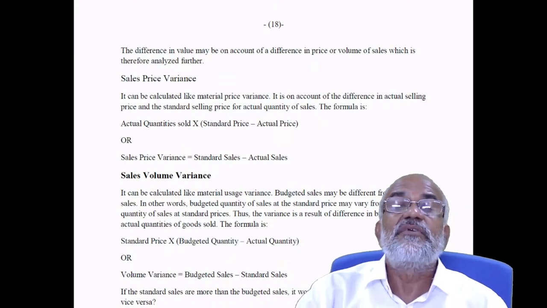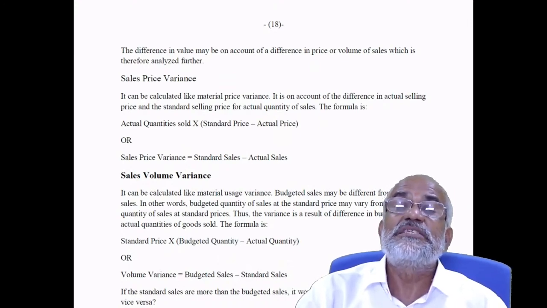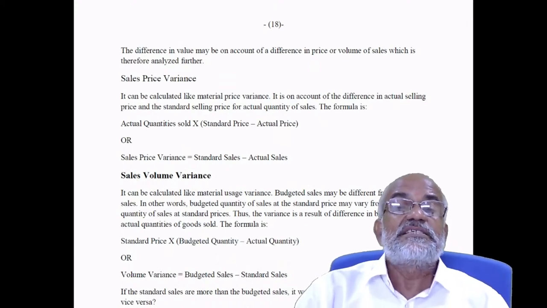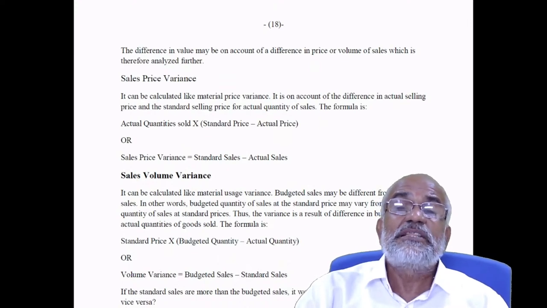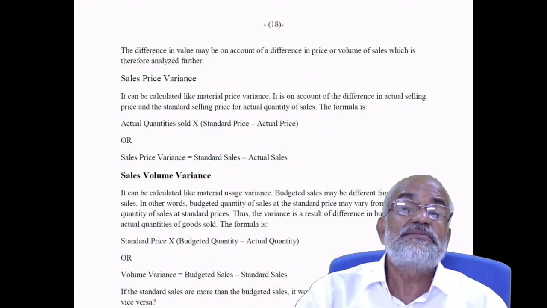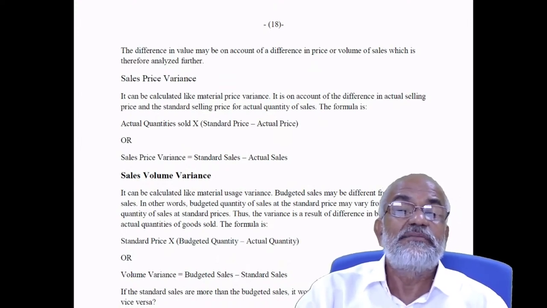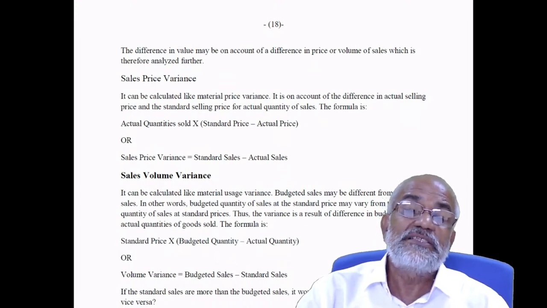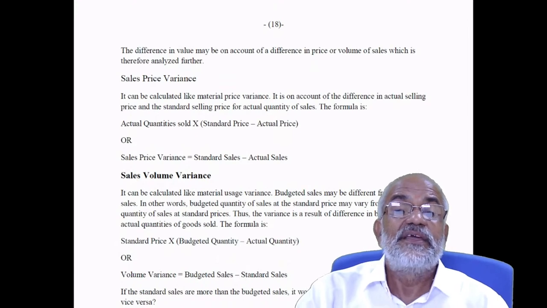The difference in the value on account of difference in price or volume in sales is therefore analyzed in the sales variance. Actual quantity sold, if it is multiplied by the standard price minus actual price, will be the sales price variance. That means sales price variance is equal to standard sales minus actual sales. And sales volume variance can be calculated by the standard price multiplied by the budgeted quantity minus the actual quantity. That means sales volume variance is the resultant of the budgeted sales minus the standard sales.